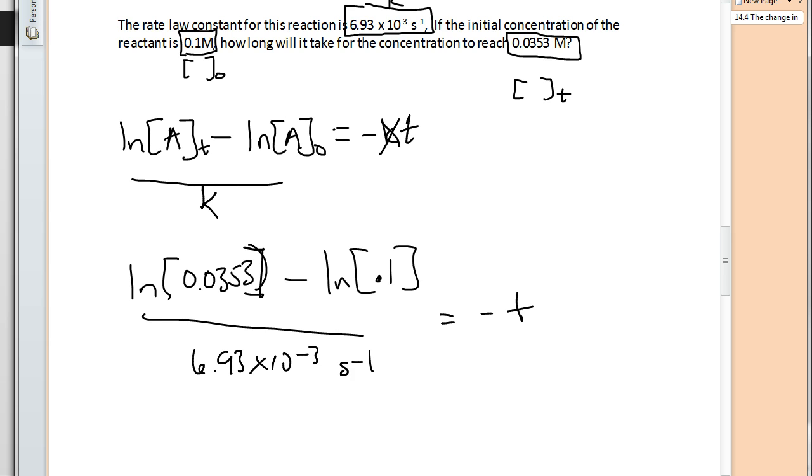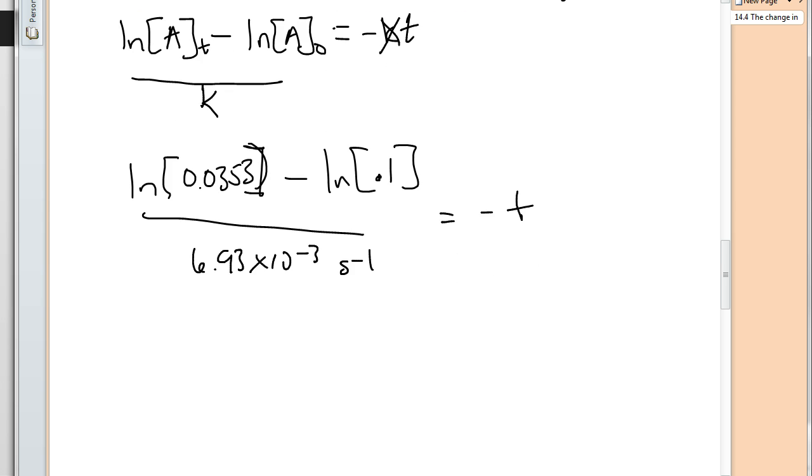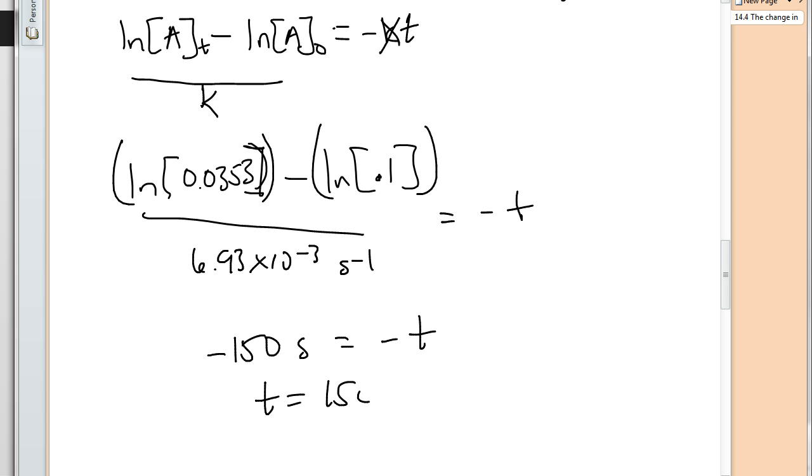is equal to negative time. And so what happens is, I will tell you, when you plug this through your calculator, I don't do this all at once. I'll just do this portion first. I'll do this portion second. I'll subtract those two, and then I'll divide. Want to get that out of the way first. And so when I run this through my calculator, what I get is negative 150 seconds is equal to negative time. And so obviously, time is going to be equal to 150 seconds.